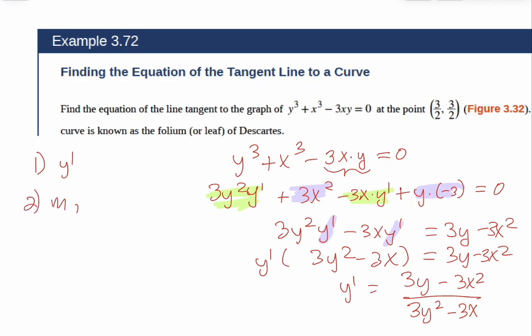So the second step is to find the slope of the tangent. Now remember, we are using the point 3/2. So wherever the x is, we're going to put a 3/2. Wherever the y is, we're going to put a 3/2.